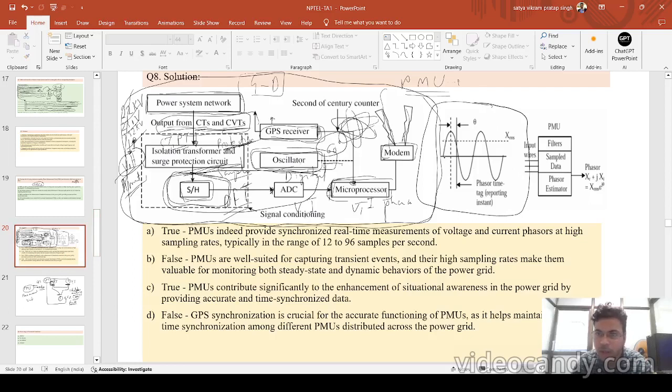If you see the diagram on the right side, there is a sinusoidal signal and there is a dotted line. The dotted line is a reference. And if you see, there is a theta angle given between your reference and what is coming in.